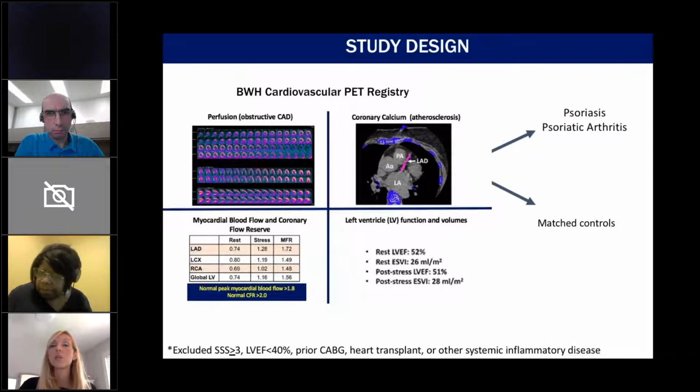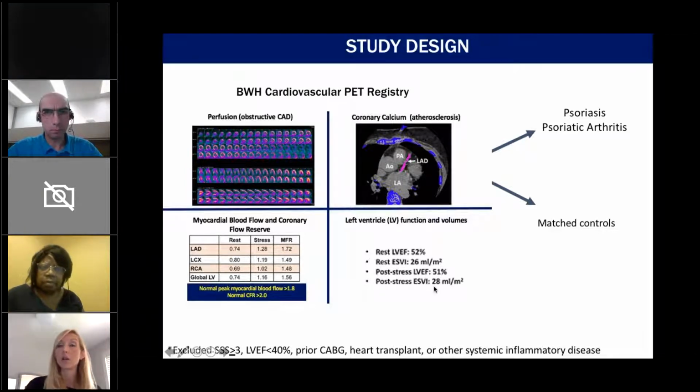So to address this question, we used the Brigham Cardiac PET Registry. With PET, we are able to obtain absolute myocardial blood flow to assess the CFR and microvascular function shown here. We're able to look for obstructive CAD with perfusion, the burden of atherosclerosis by coronary calcium measured by the CT, and the LV systolic function based on the function volume curves.